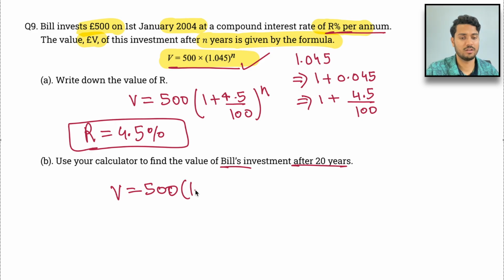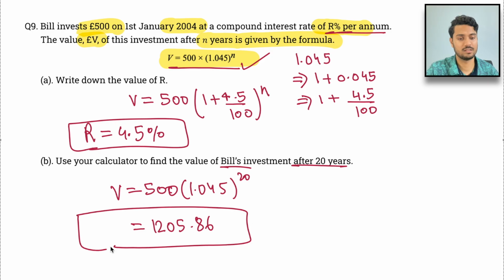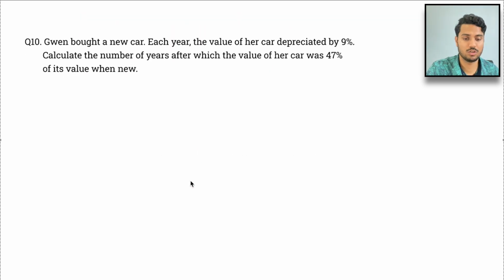So 500 times 1.045 raised to 20, and let's find the value. So 500 multiplied by 1.045 bracket close raised to 20, and the answer is 1205.86. So this much pounds. That's the answer. And now let's move on to the last question, question number 10.